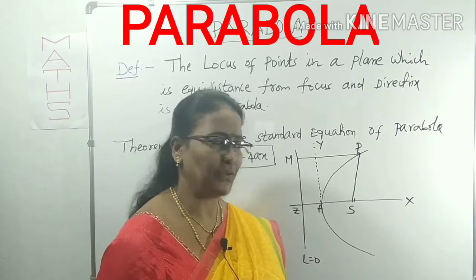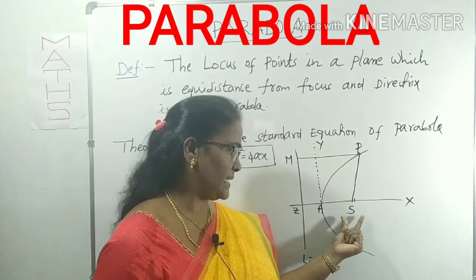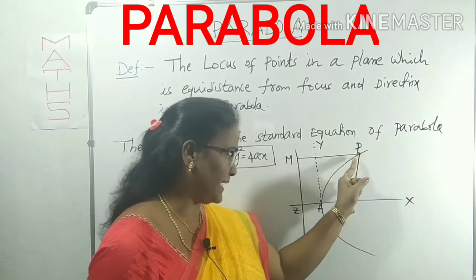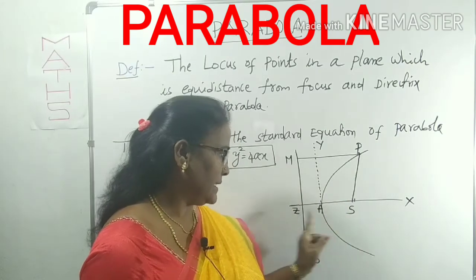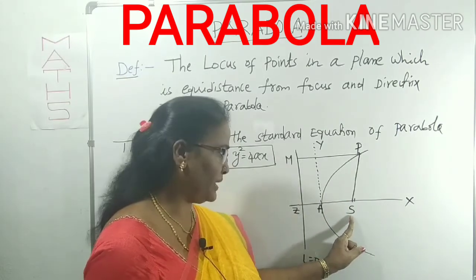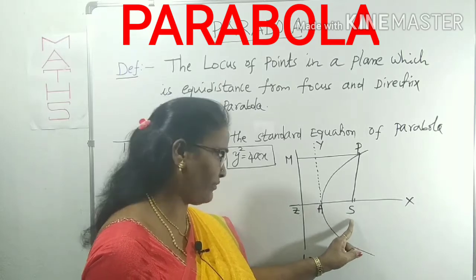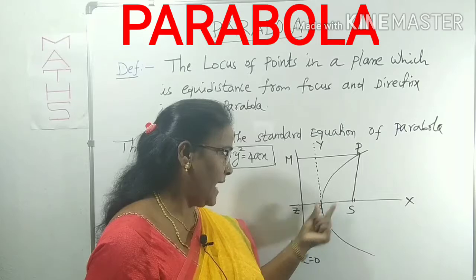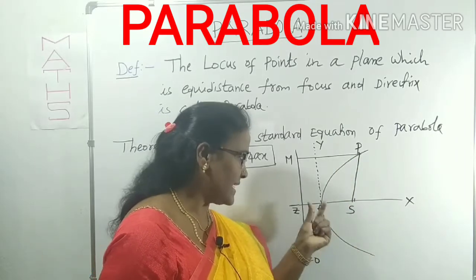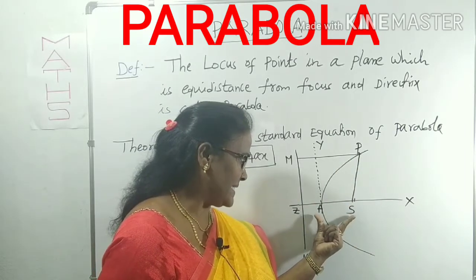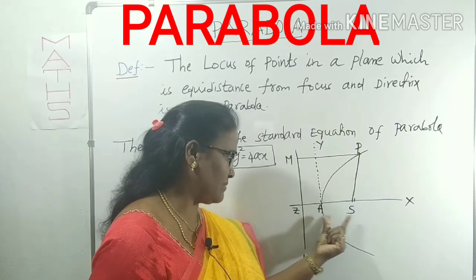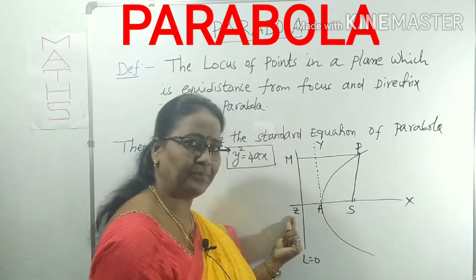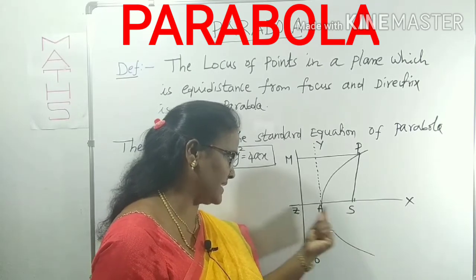Is it clear? First you have to know the figure. Here S is the focus and L equal to 0 is the directrix. I have taken the locus point, any point P, and Z is the foot of the perpendicular of S on the directrix. We can choose a point A on this parabola such that SA is equal to AZ. That means A is the midpoint of S and Z. You have to take A as the midpoint of S and Z.